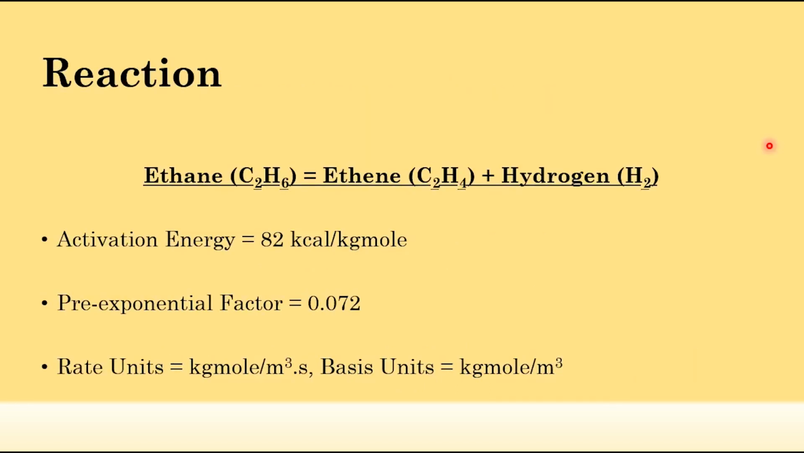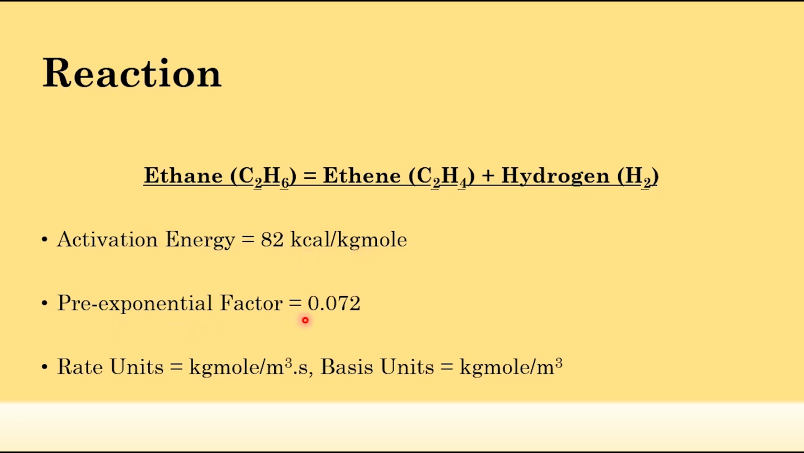So we have been given the system in which ethane converts to ethene and hydrogen. We can call it the ethane dehydrogenation process, and it's obviously an endothermic process. So far the conditions given for this process are that the activation energy is equal to 82 kilocalories per kg mole.